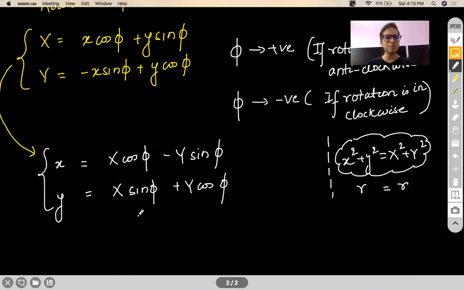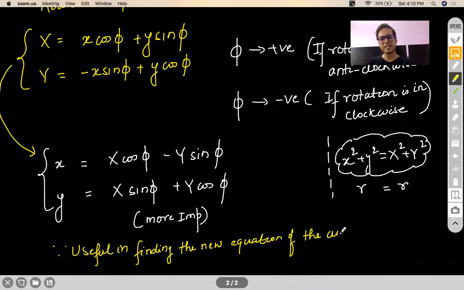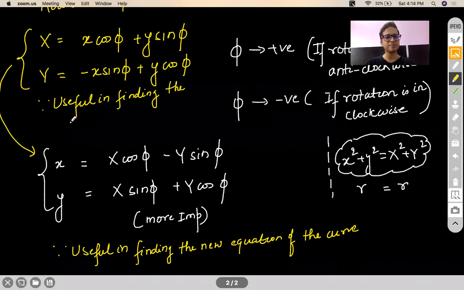Okay. This formula is more important than the previous one. Why it is more important than the previous one is because this will be useful in finding the new equation of the curve. This will be useful in finding the new coordinates of a point. So both the formulas have their own importance.